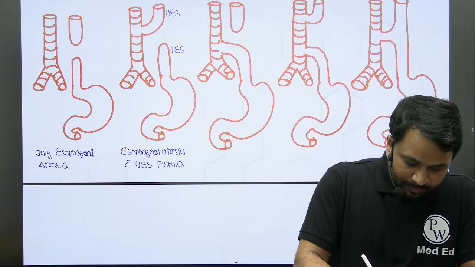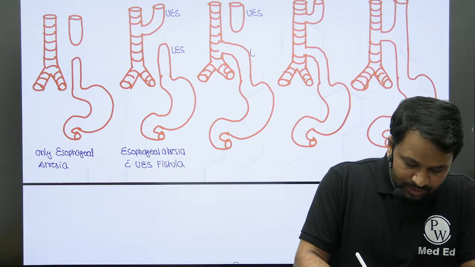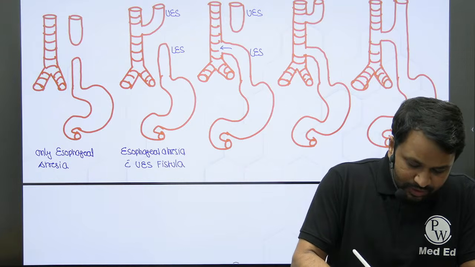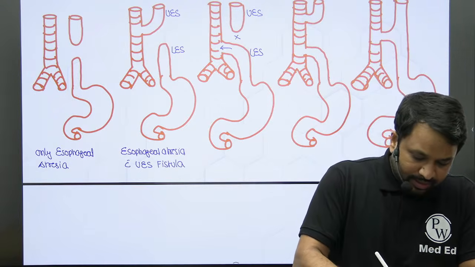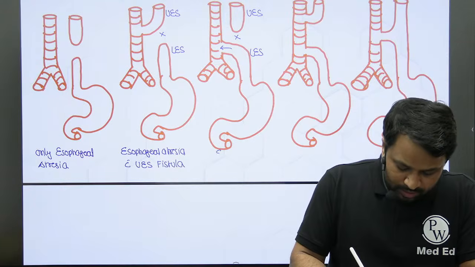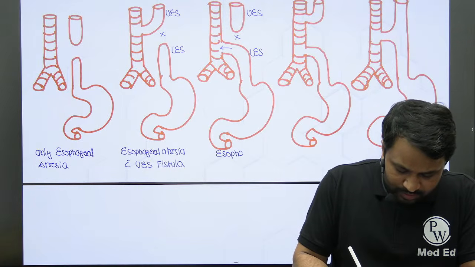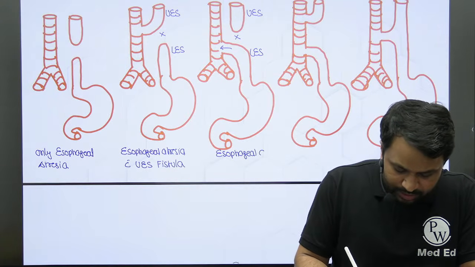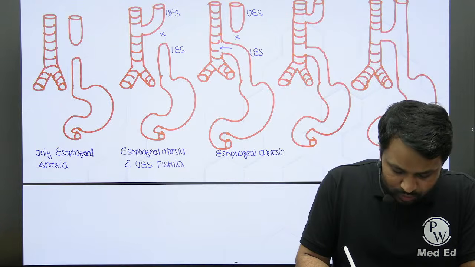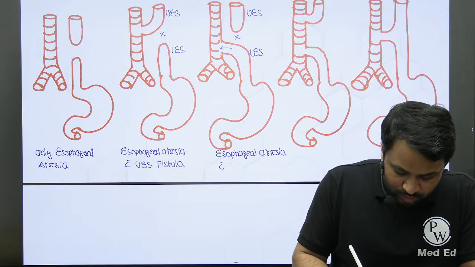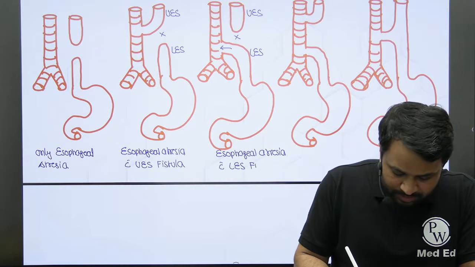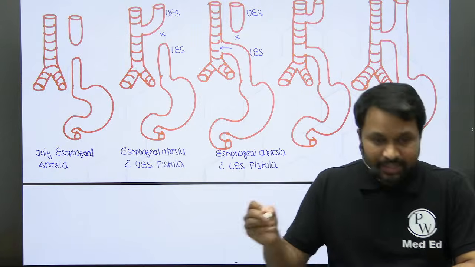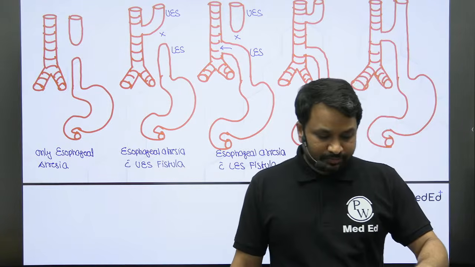You can see the upper esophageal segment is fine. This is the lower esophageal segment which is having a fistulary communication, and there is atresia, right? Atresia is no communication. So here also there is presence of esophageal atresia with lower esophageal segment fistula. So there is a lower esophageal segment fistula present.